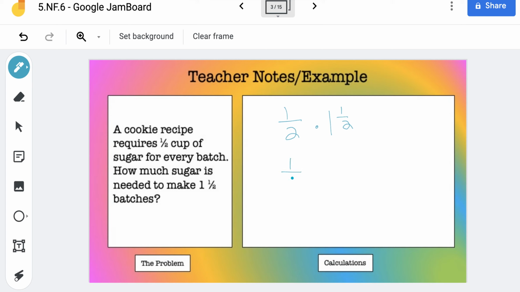So it's going to be 1/2 times, and 1.5 improper is going to be 3 over 2. And now we're ready to multiply. So 1 times 3 gives us 3. And 2 times 2 gives us 4. So we have a final answer of 3/4.